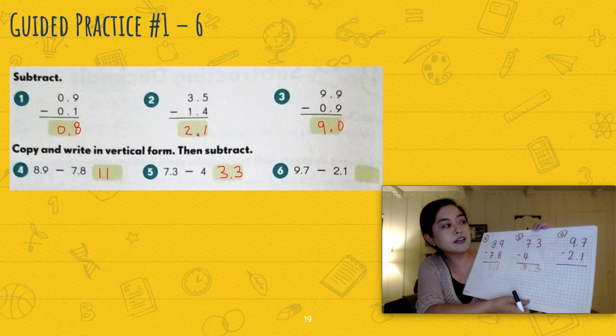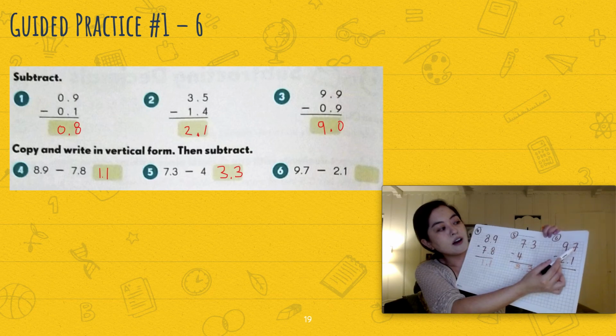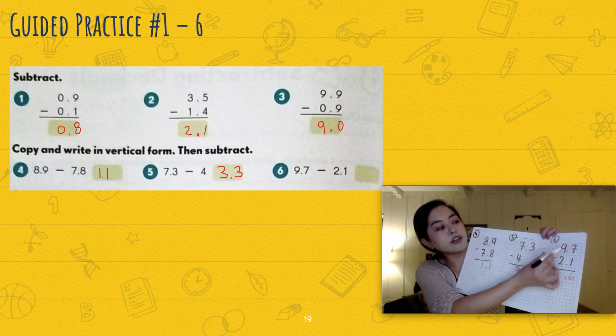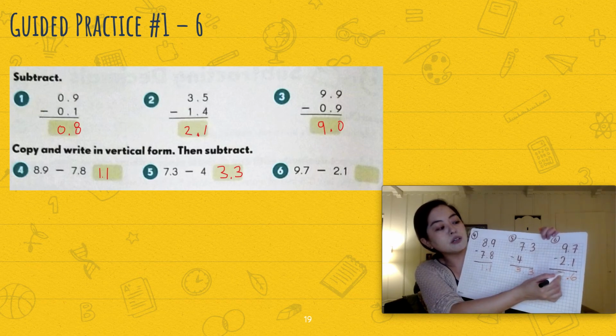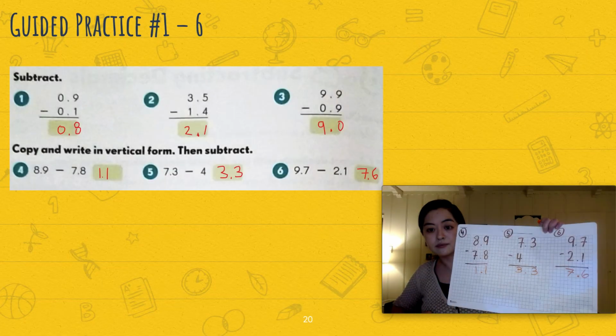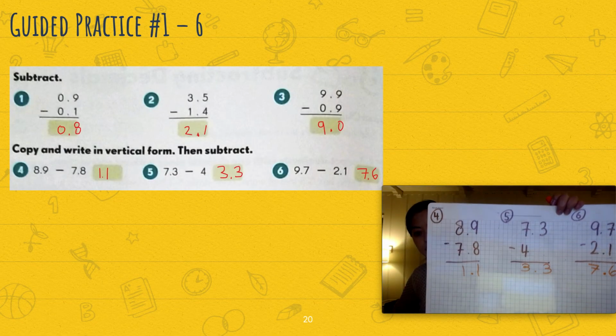All right, let's try number 6. Okay, 7/10 minus 1/10 is 6/10. Drop the decimal point. 9 ones minus 2 ones is 7 ones. Okay, here's a close-up.